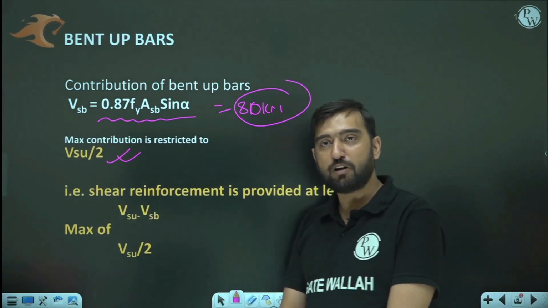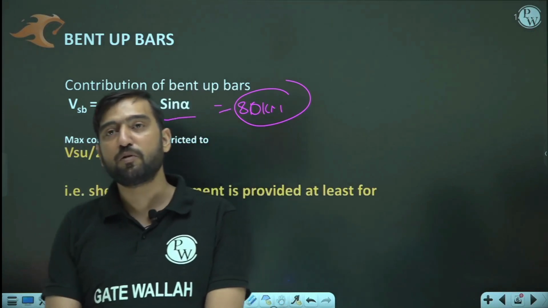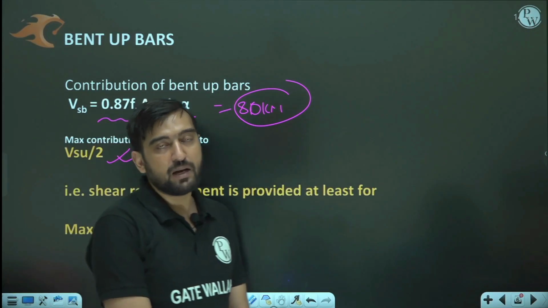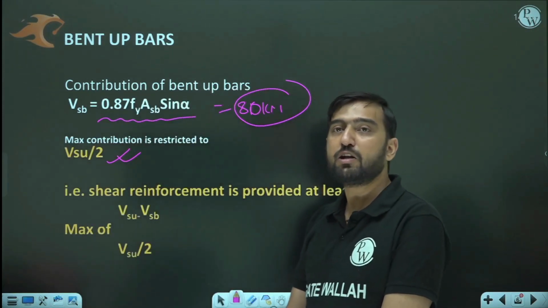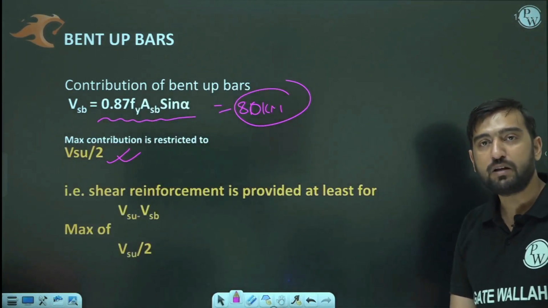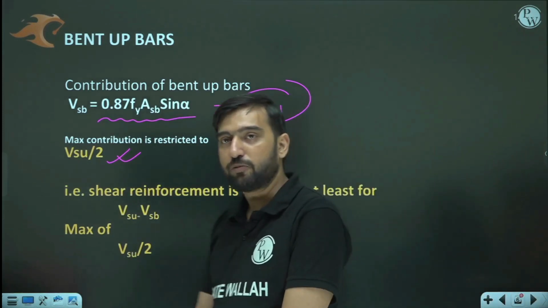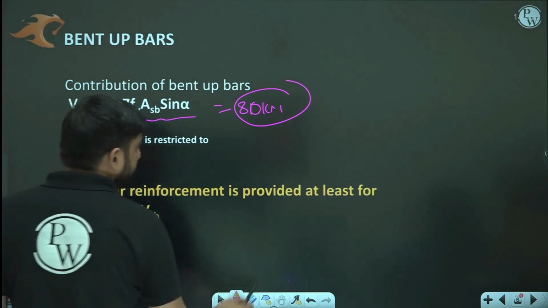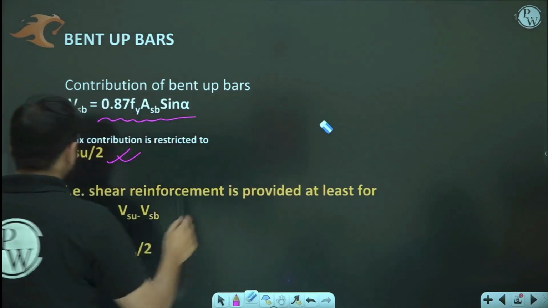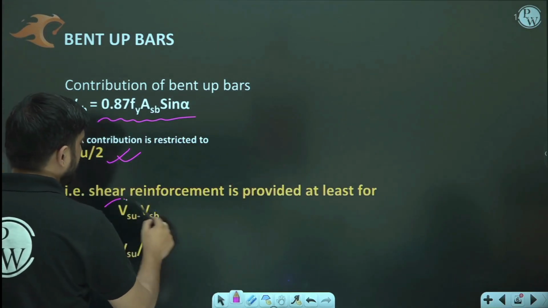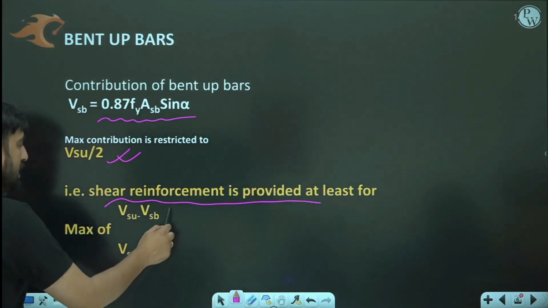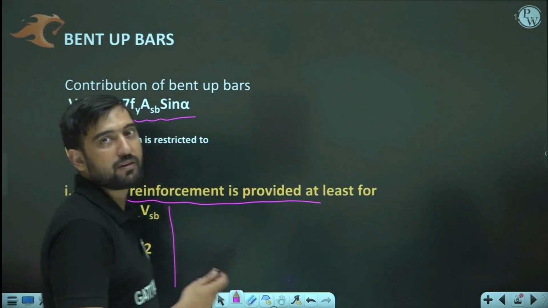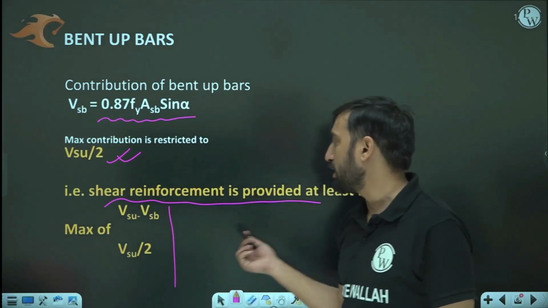VSU value is 120 kilonewton and bent up bar can give this time only, let's say 50 kilonewton. So 50 kilonewton bent up bar is giving you, and for remaining 70 kilonewton we have to provide the shear reinforcement. Okay, so what I have concluded here is that shear reinforcement is provided at least VSU minus VSB or VSU by 2, whichever is maximum. Okay, so you can check out both the cases here.